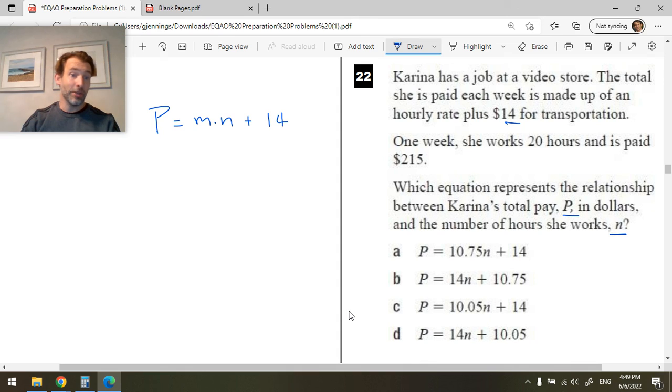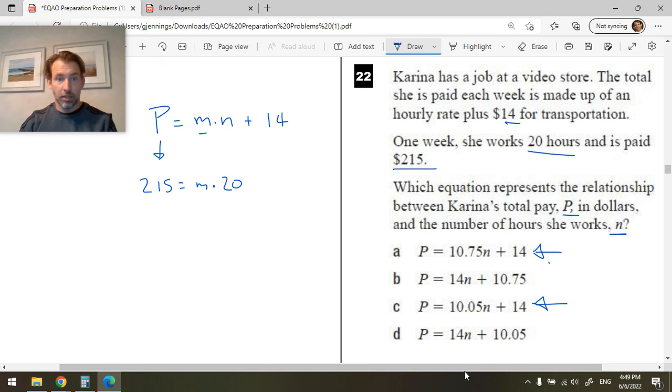Now we need to solve for M. And then we'll be able to find whether this one is the correct one or this one is the correct one. They're both close. All right. So now we input, she's paid 215. So put that in for P. Okay. 215 is equal to some value that she is paid per hour multiplied by 20 hours in this case, plus 14. Okay. Subtract 14 from both sides.